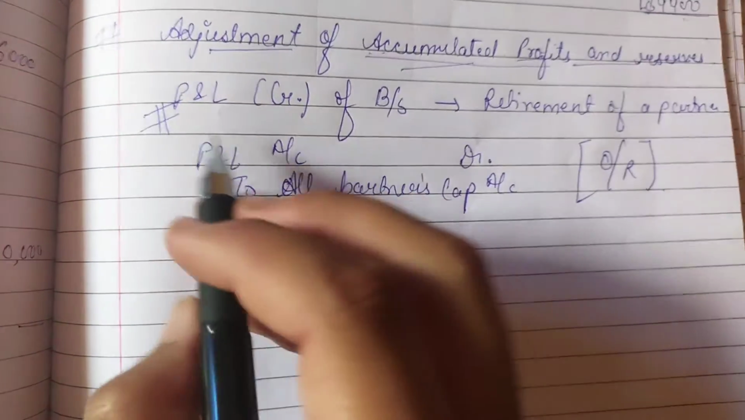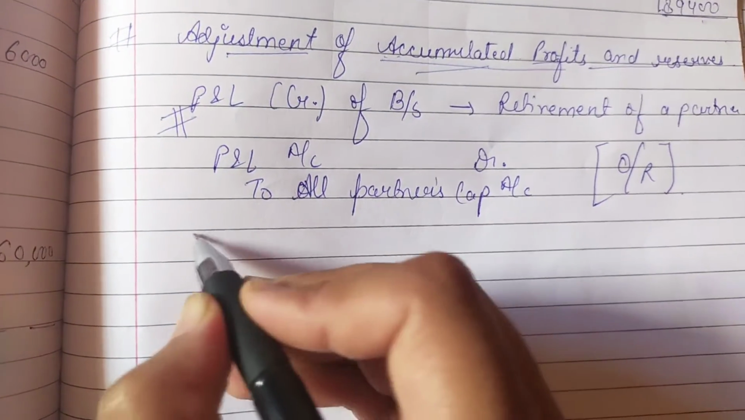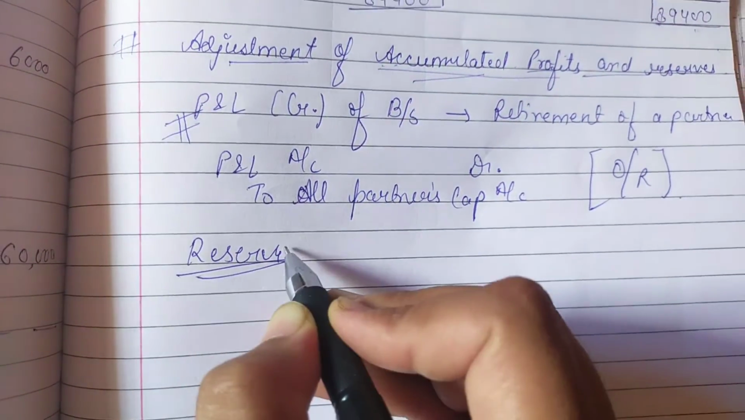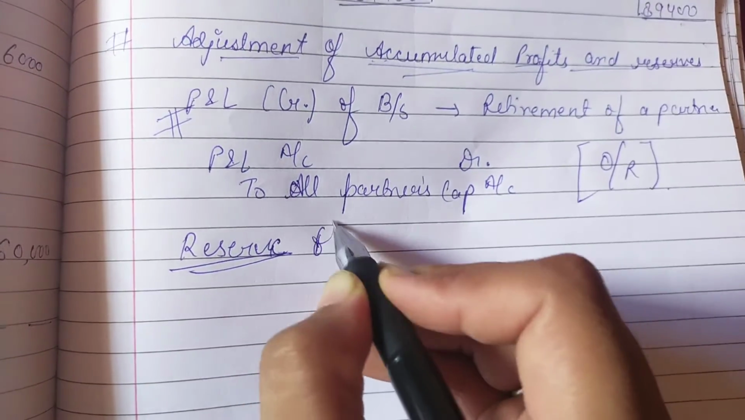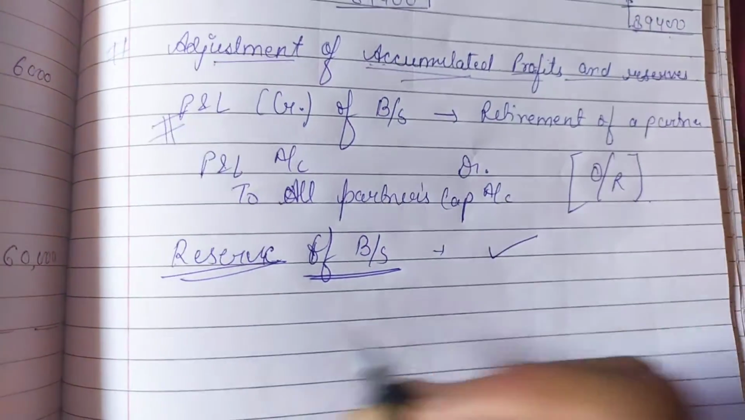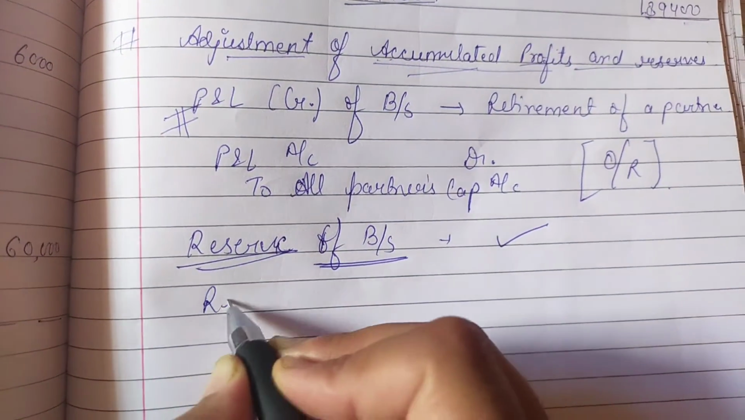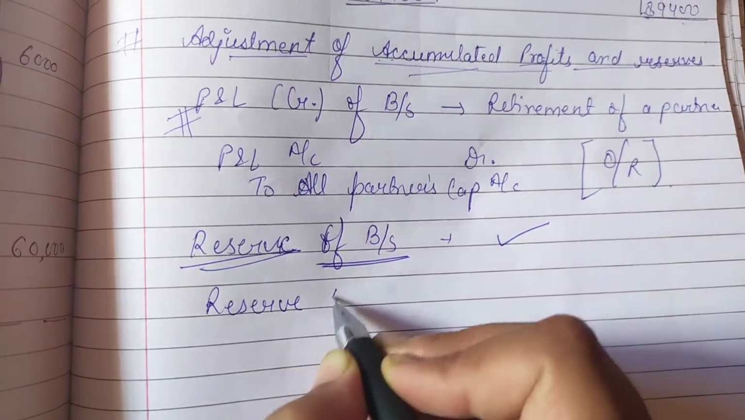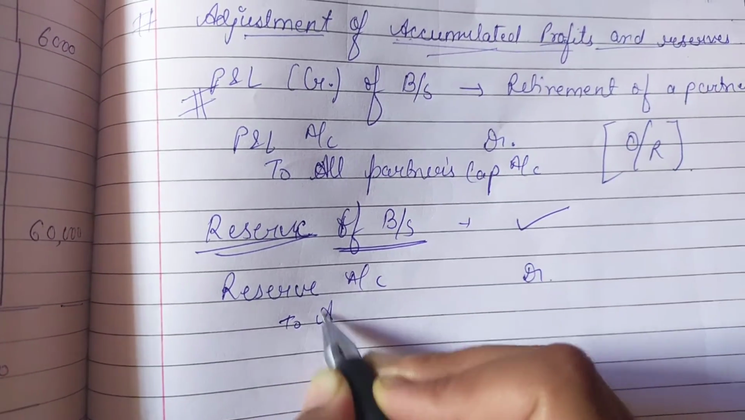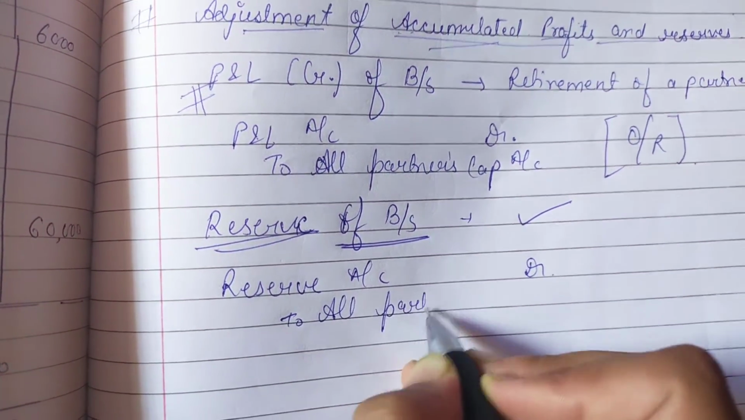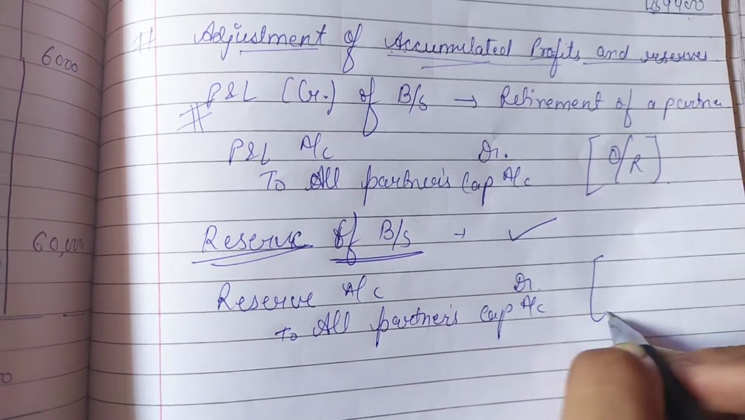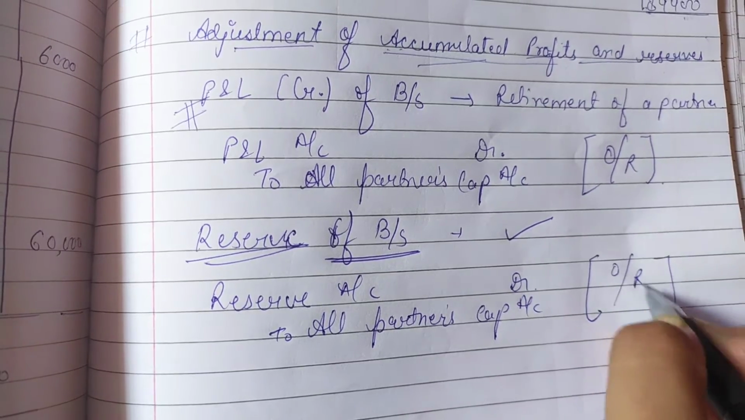Okay, and same as if any reserve is shown in the balance sheet, this will also be transferred the same way, that is, reserve account debit to all partners' capital account. Okay, that has also been transferred in the old ratio.